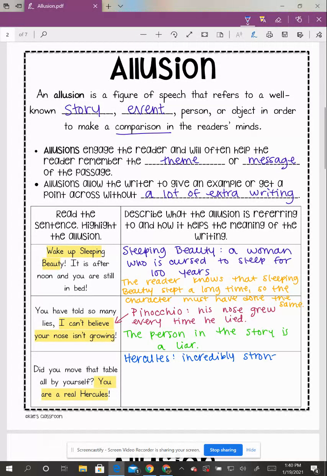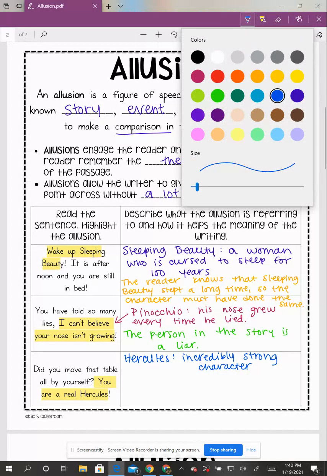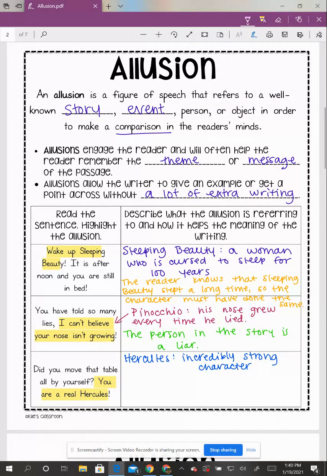Well, if you know the Disney character or the mythological character Hercules, he is an incredibly strong character. And so when we're talking about the person that they're referring to in this story, basically all we know is that the character in the story must have great strength. Without actually saying that this person is very strong, we are able to say, you are really strong by comparing them to the character Hercules.